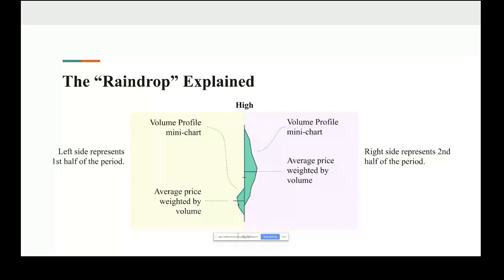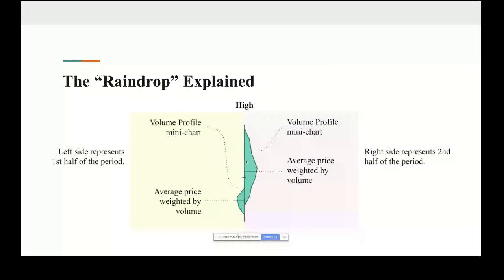So you can see you've got a left side and a right side. And you can see here you've got your bar for your average price VWAP for the first half of the period. And then you've got your VWAP for the second half of the period. So you can see here that the function of the color is based on where that VWAP is for the second half of the period.